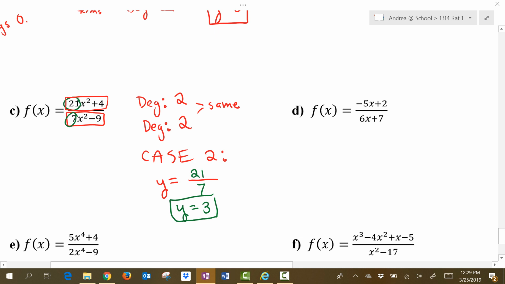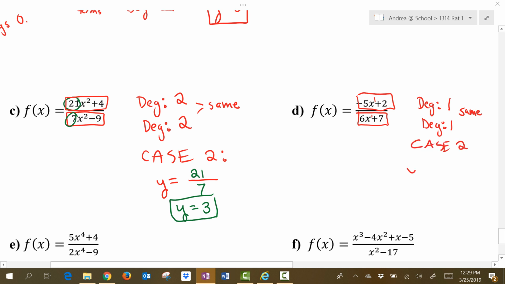For part D, we want to determine the horizontal asymptote, so we will determine the degree of the numerator and the degree of the denominator and then compare them. The degree of the numerator, the highest exponent that I see on x is 1. The degree of the denominator, the highest exponent that I see on x is also 1. So in this case, they are the same. We would call this case 2.